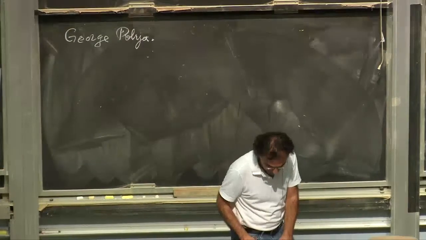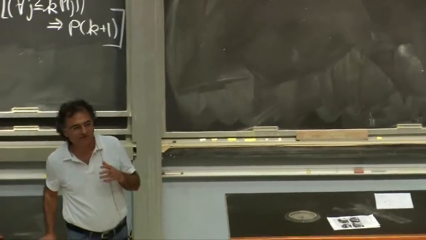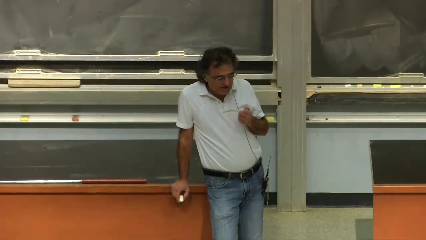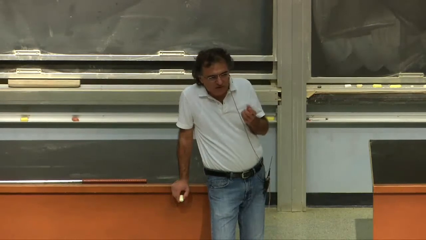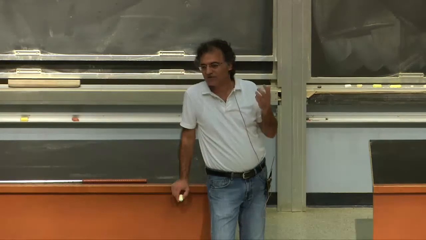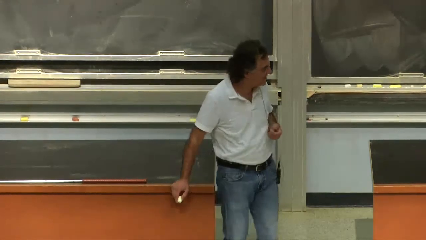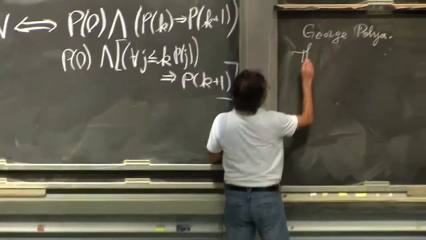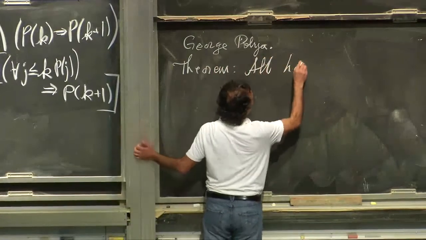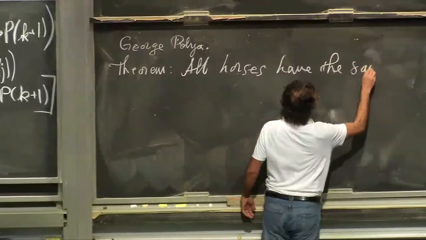example is by Polya. It's a takeoff on a saying from long ago, I think from the 19th century, where if you came across something sort of extraordinary or different from the norm, you would say something like, "That's a horse of a different color." Okay, it's just a saying. So here's a theorem: all horses have the same color.